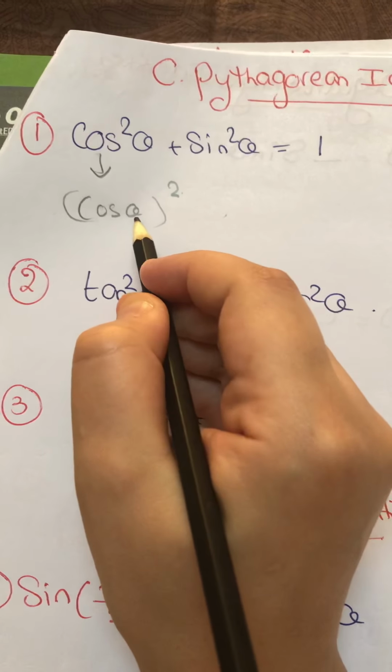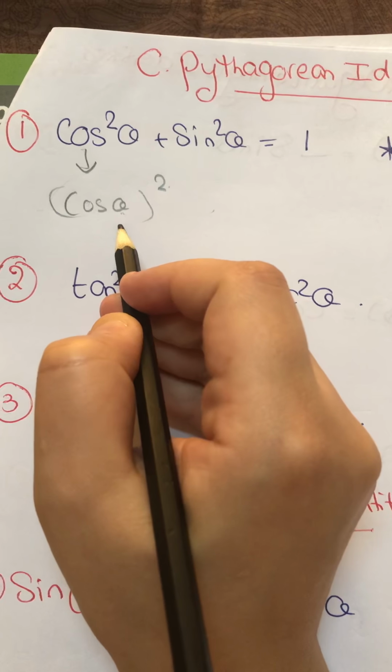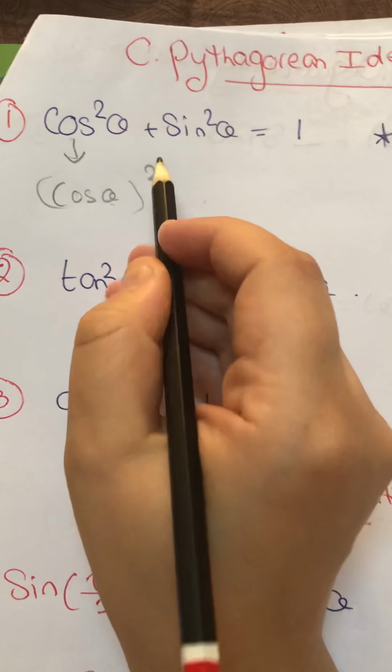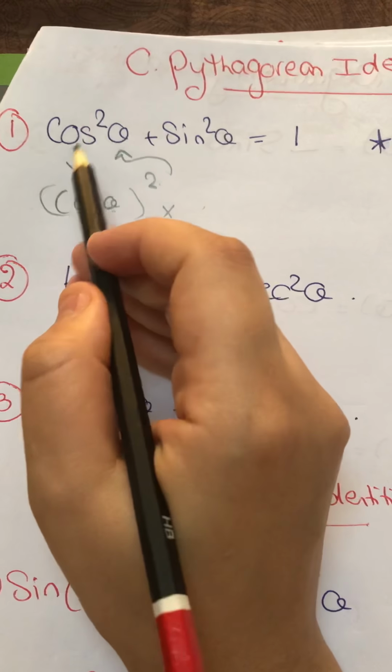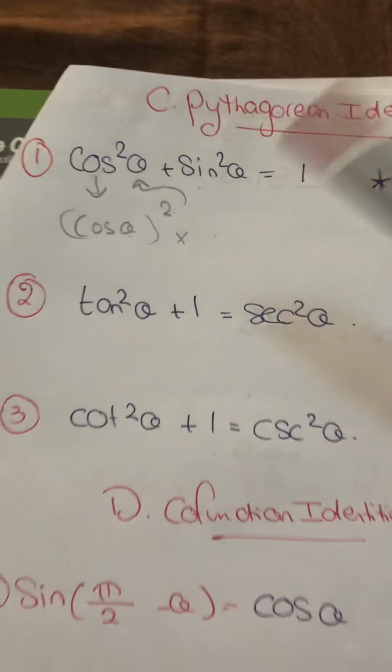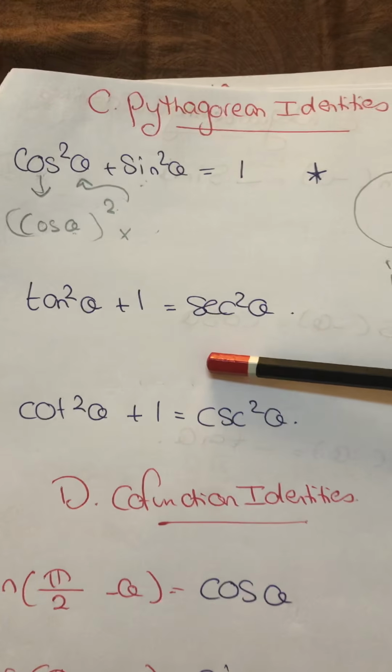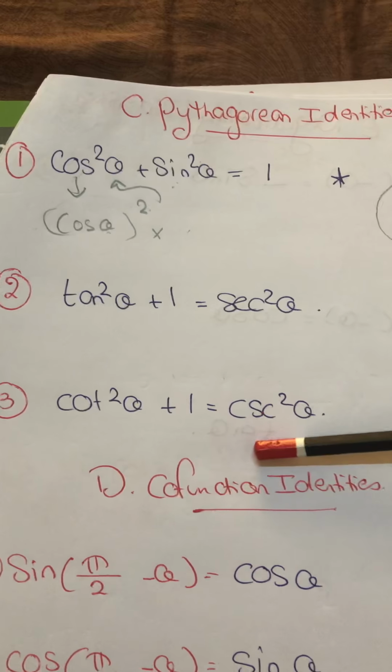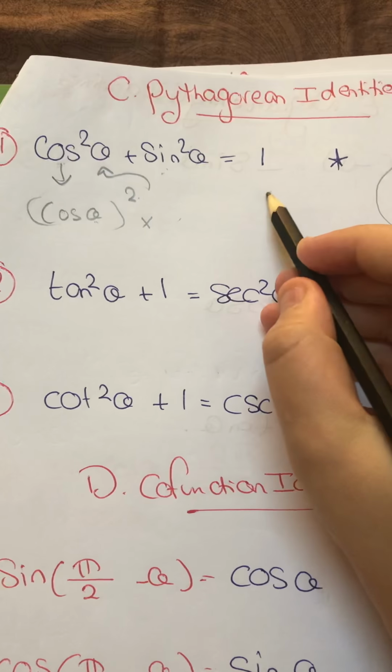The square is not for the theta, the square is for the whole function. Okay, but usually we do not write it this way. Usually we write the square beside it on the top, meaning an exponent of the cosine, an exponent of the sine. This is true, and I think the video showed this to you. This is the most popular and the most important one.